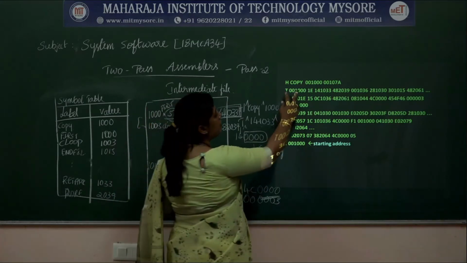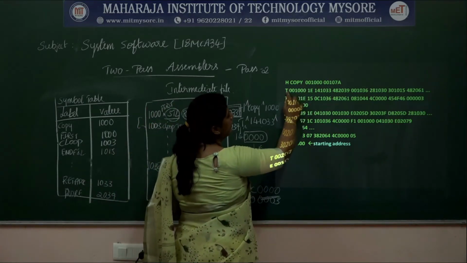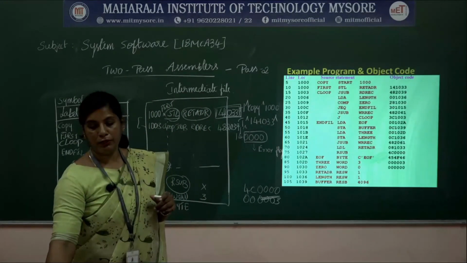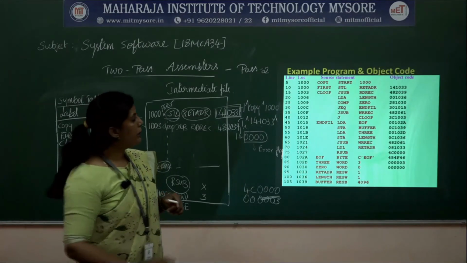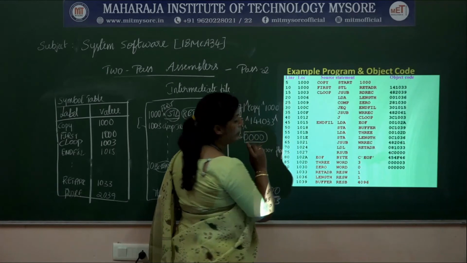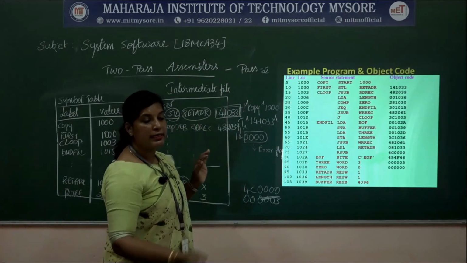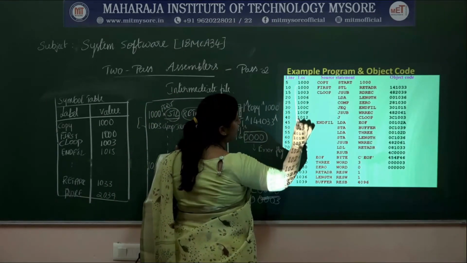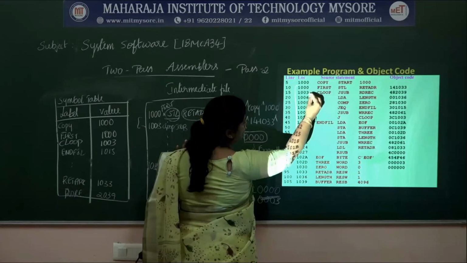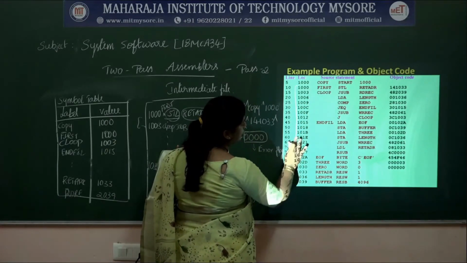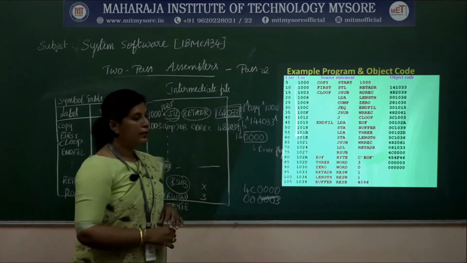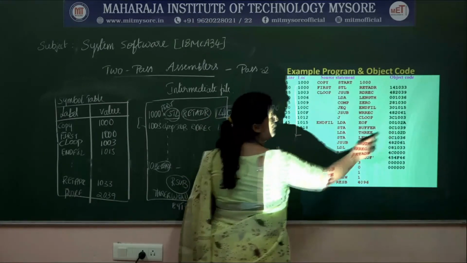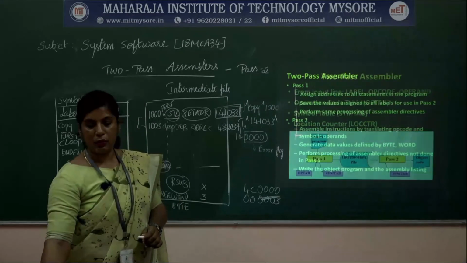Next is the text record, which is initialized with the starting address of the text record. In the same example, this is the object code generated for the text record. The text record is capable of holding 10 different kinds of instructions, starting from memory location 1000 and going up through 10 instructions. So from this object code to this object code, the first text record is holding it.